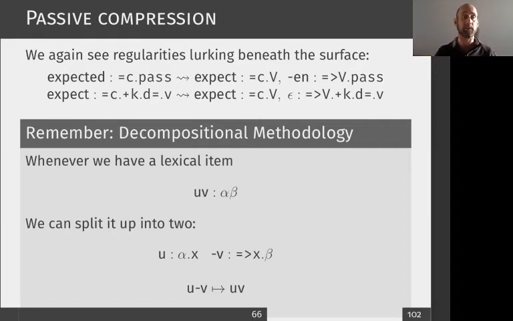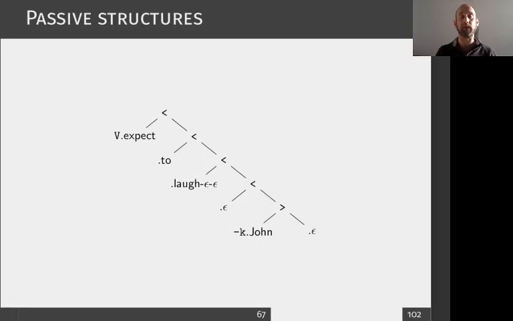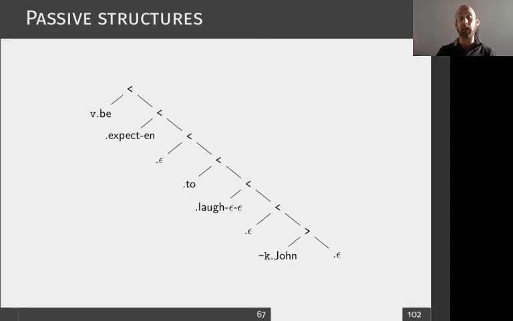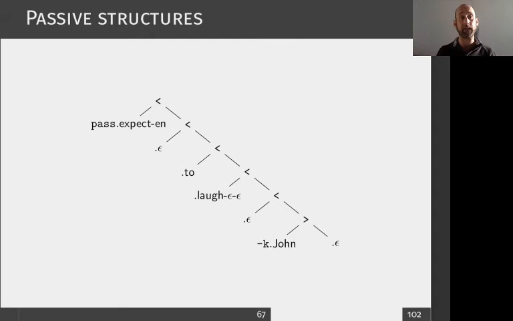Okay, so let's look at an example here. Expect to laugh, John. This is something that's common to both the sentence Bill expects John to laugh, the active version, and the sentence John is expected to laugh, the passive version. Here we're going to derive the passive version. Okay, but this big VP here is shared by both derivations. Okay, now we can merge our passive head, the en. And notice, by the way, that once we've done that, John is still waiting there to check his case.